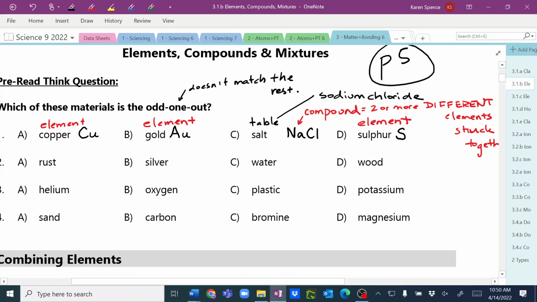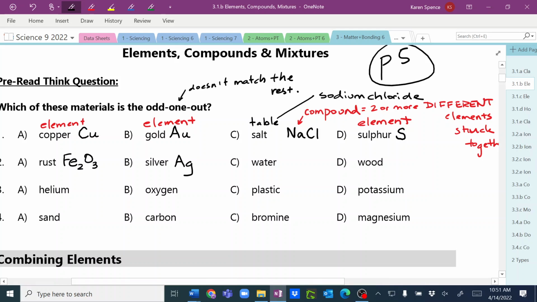Okay, let's make this a little easier for you. We're going to give you the formulas. Rust is iron oxide, Fe2O3. No, you don't need to know them, but our next unit is all about writing the names and formulas, so it would behoove you to pay attention. Yes. I usually don't do things without having some end goal in mind. Fe2O3 is iron oxide.